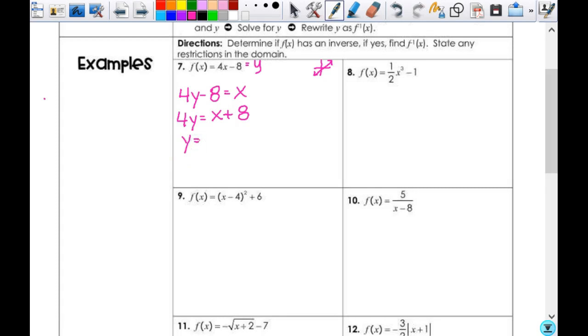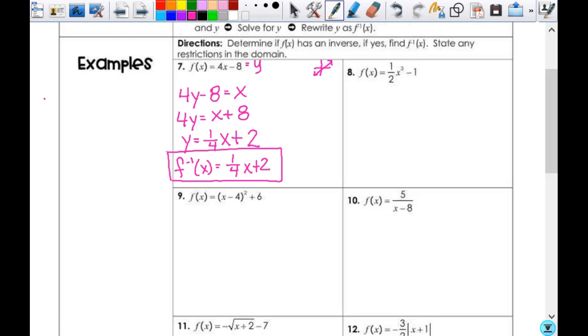So y equals, that would make this what? What goes with my x? 1/4 x plus what? 2. You've got to divide both of them by 4. So now I have solved for y, so the inverse of f of x is equal to 1/4 x plus 2. Do I have any domain restrictions? No. It's a line, and I'm good. Everybody okay with that? All right.